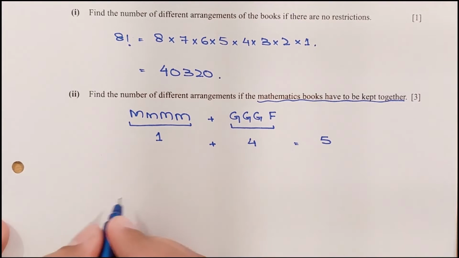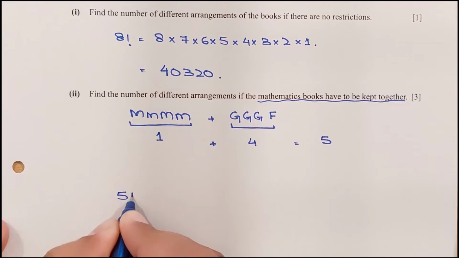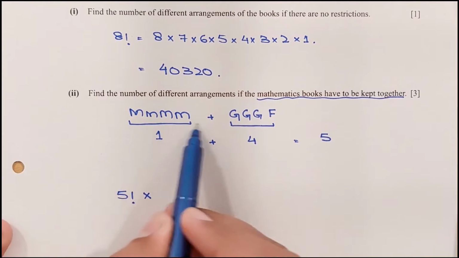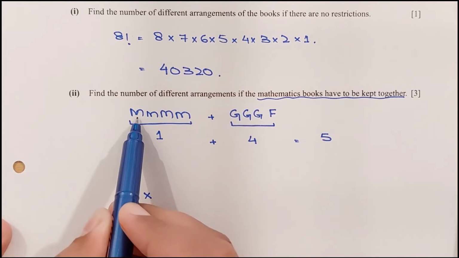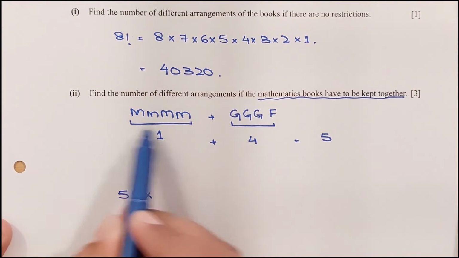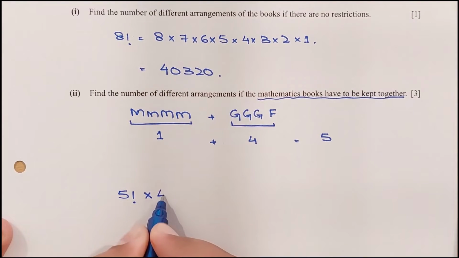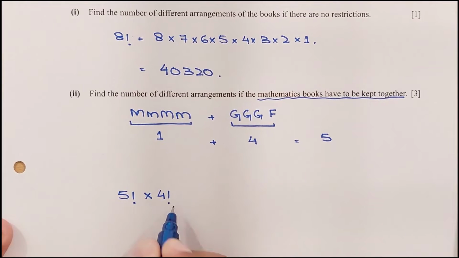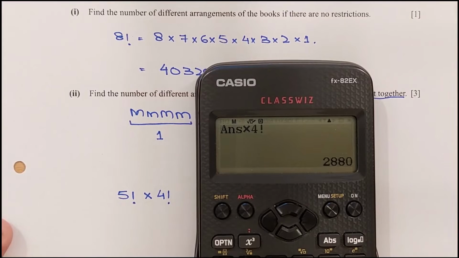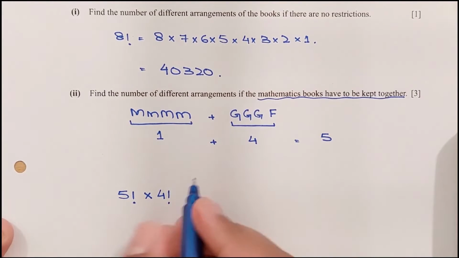So the number of ways is 5 factorial times, and you can also see that the math books are also arranged among themselves. This book can be placed over here, this here, this here. There are 4 books, so there are 4 factorial ways of arranging among themselves. So let me calculate: 5 factorial times 4 factorial. This is 2880 ways.